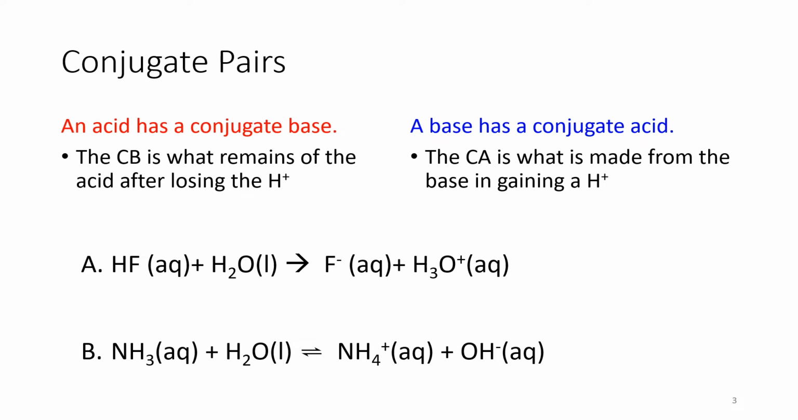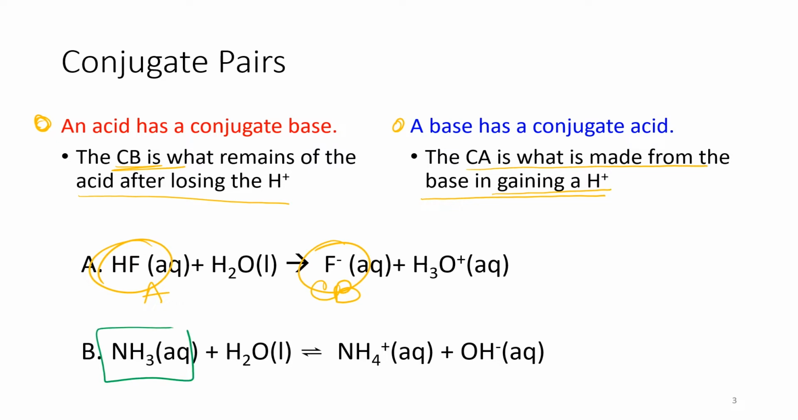Okay, so every acid has a conjugate base, and the conjugate base is what remains after losing the H plus. So HF and F minus. This is the acid and this is its conjugate base. You need to be able to pick out those pairs. A base has a conjugate acid. The acid is what is made from a base when it gains an H plus. So NH3 gained and became NH4 plus. So this is the base and its conjugate acid. We actually just say, hey, look at this conjugate acid-base pair.